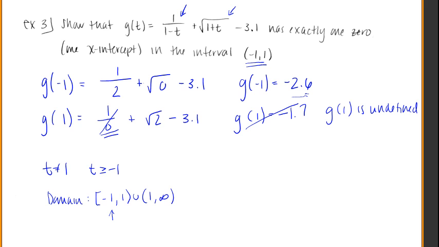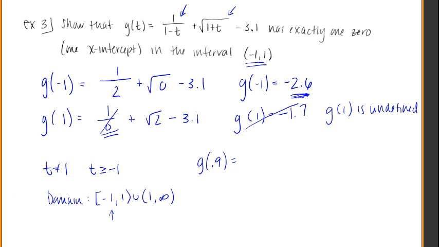Well, we know at -1 we got a negative value. It's at -2.6. So since we can't really include +1, let's get something really, really close to it and see if it comes out positive. So how about g of, let's do 0.9. That's really, really close to 1. If it comes out positive, then obviously we're going to see that we crossed from below the x-axis to above the x-axis, and then we can show for sure that we have one x-intercept in there.